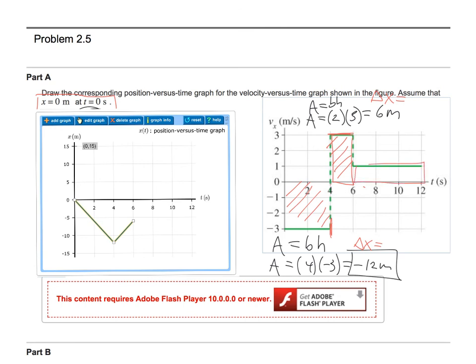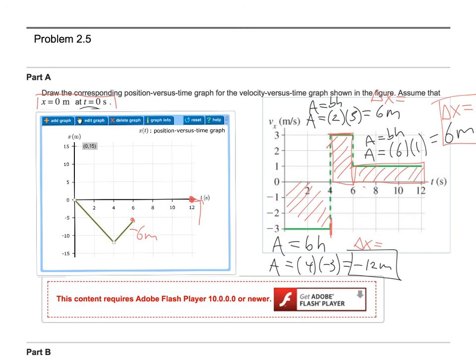Now I have one final segment here from 6 seconds to 12 seconds. I'm once again going to calculate the area of that rectangle to figure out how my position is going to change. That rectangle has a base of 6 and a height of 1, meaning that it's a displacement, or change in position, of 6 meters. So I'm starting here at -6, and at 12 seconds I'm going to have a change in position of 6 meters. Since I started at -6, that's going to bring me up here to 0.